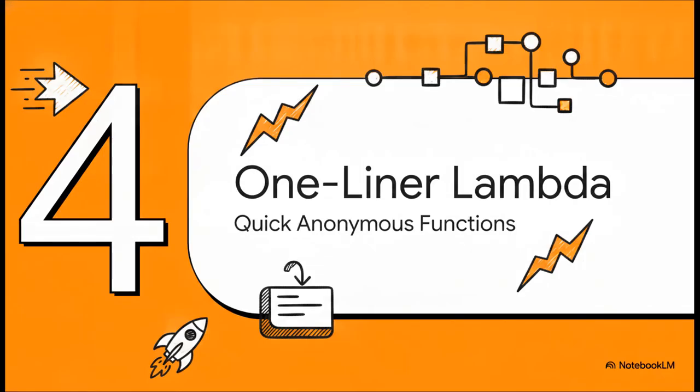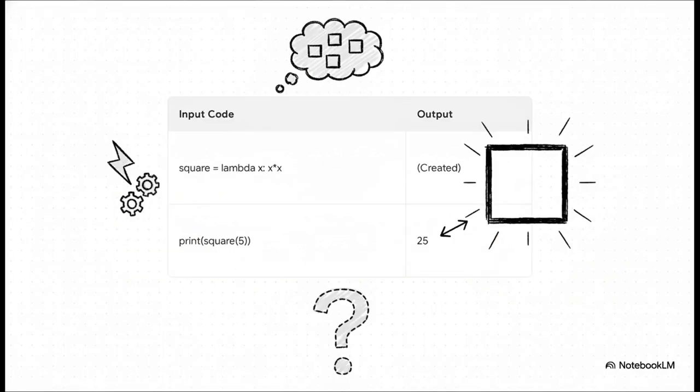And finally, Section 4, the one-liner Lambda shortcut: quick and simple anonymous functions. Take a look at this incredibly minimal Lambda syntax. Notice anything missing there? Yeah, it drops the def keyword entirely. This creates a small, anonymous function that is perfectly suited for quick, simple math, like squaring a number. When we call this with a 5, it instantly takes 5, multiplies it by 5, and boom, outputs 25.